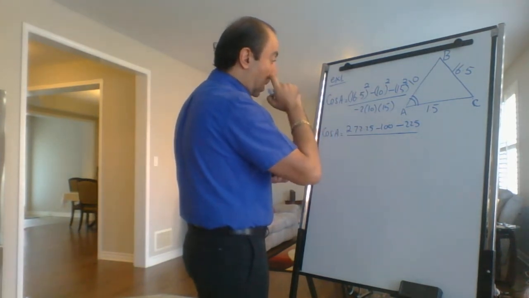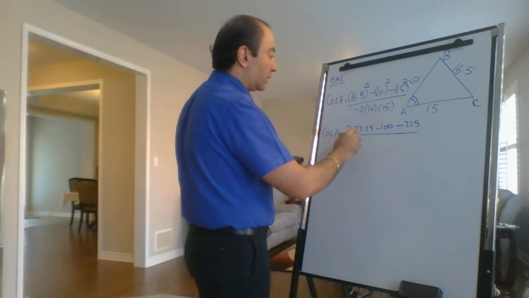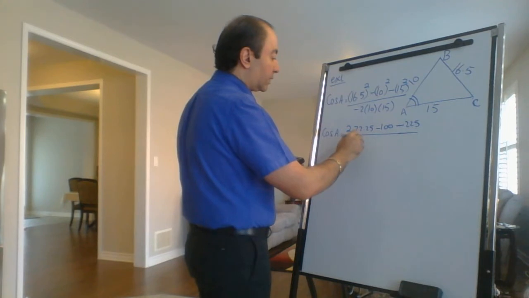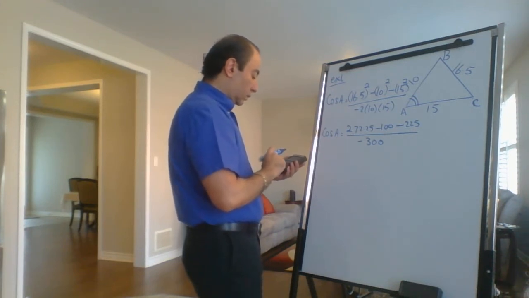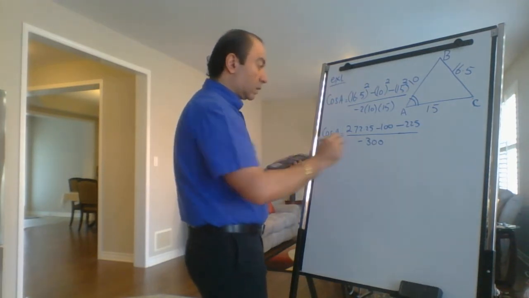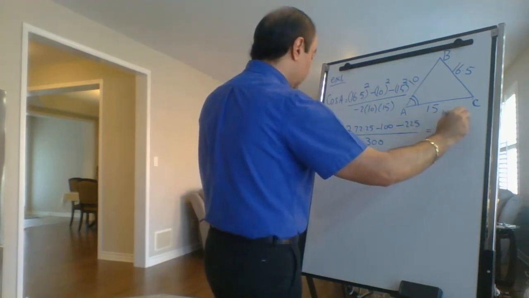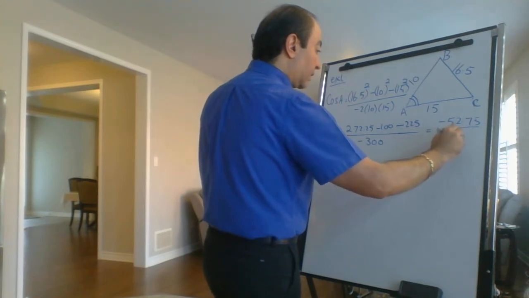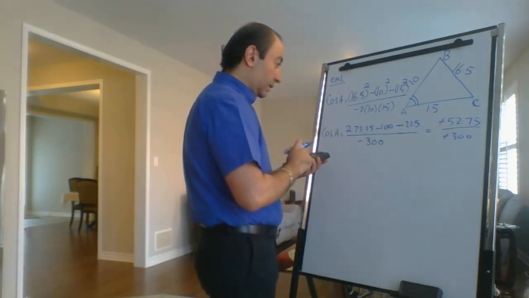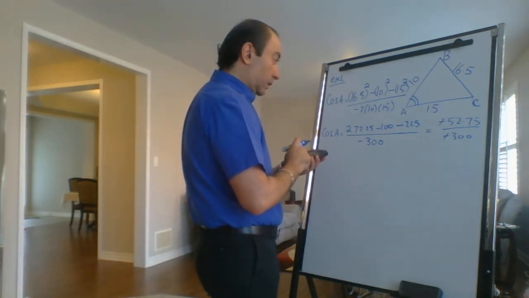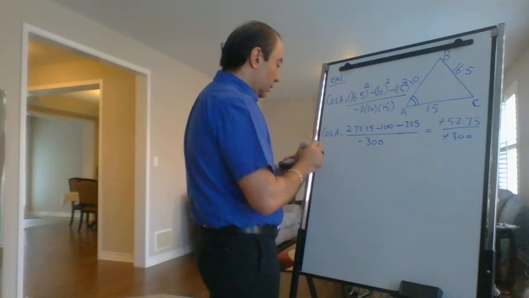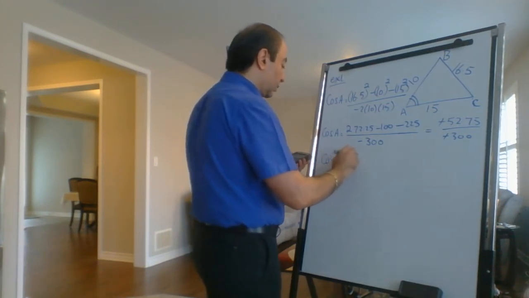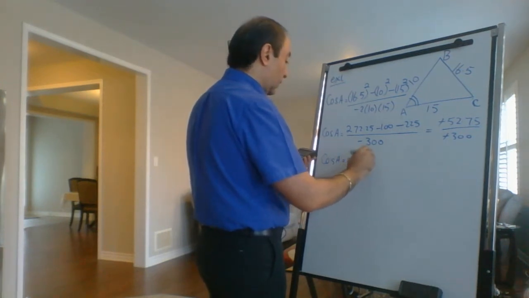Negative 2 times 10 is 20. 20 times 15 is 300, so over negative 300. On the top here, I would have negative 52.75 divided by negative 300. The negative and negative cancel out. Divided by 300, cosine A will equal 0.1758.